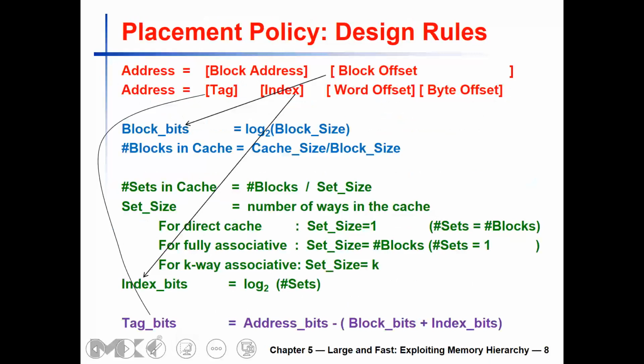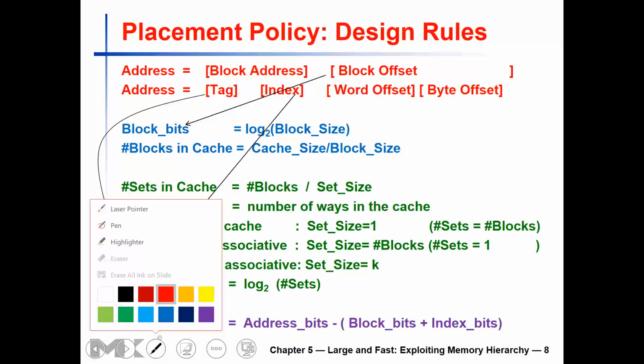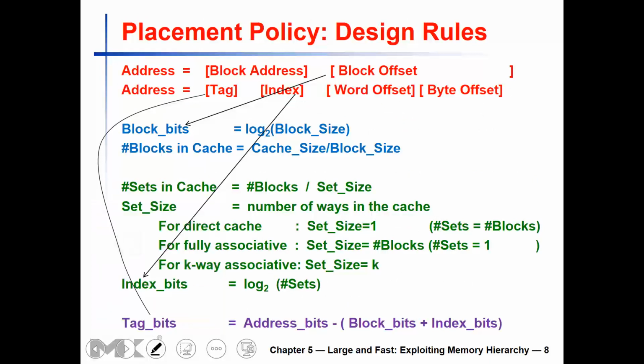Let's use a highlighter here. So the address consists of the block offset, and the remaining part we call the block address. And the block address can be partitioned into index and tag: index, tag, and block offset. You can think of the block offset as word offset and byte offset, but that is not used very commonly.